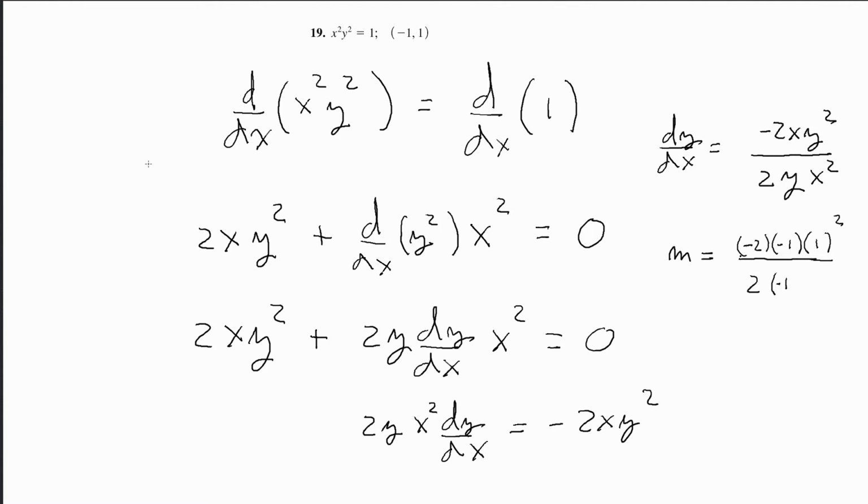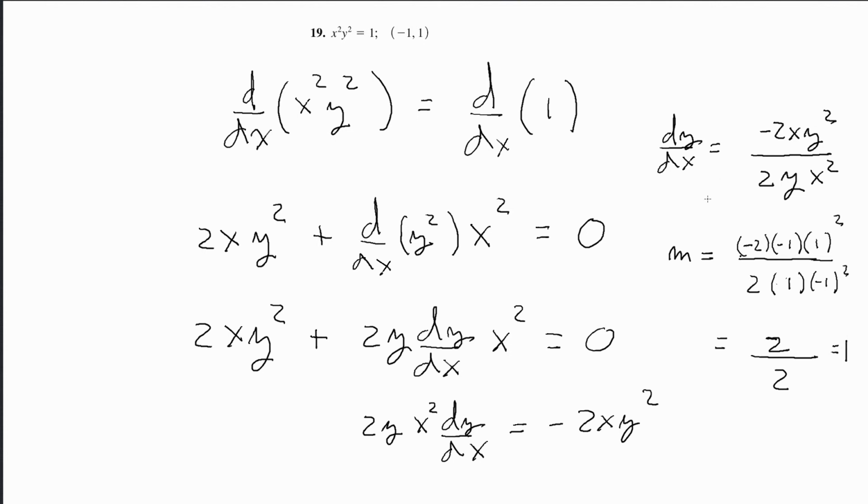So y is equal to 1, and x is minus 1 squared. So the numerator is equal to 2, and the denominator is also equal to 2, because the minus 1 squared is positive 1. So the answer is 1.